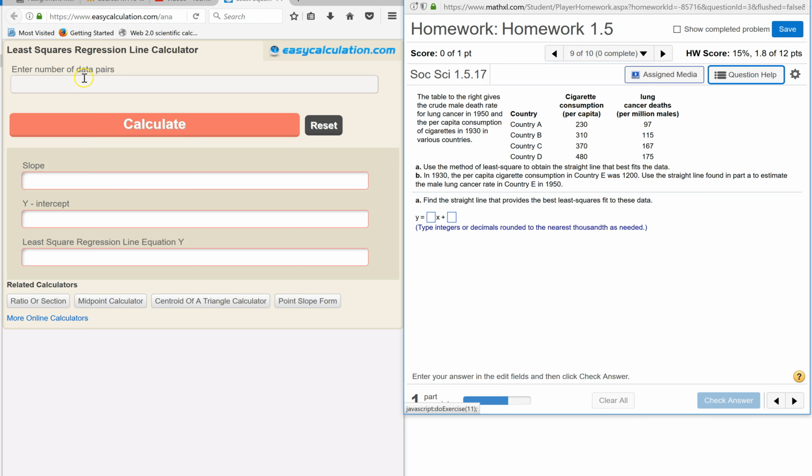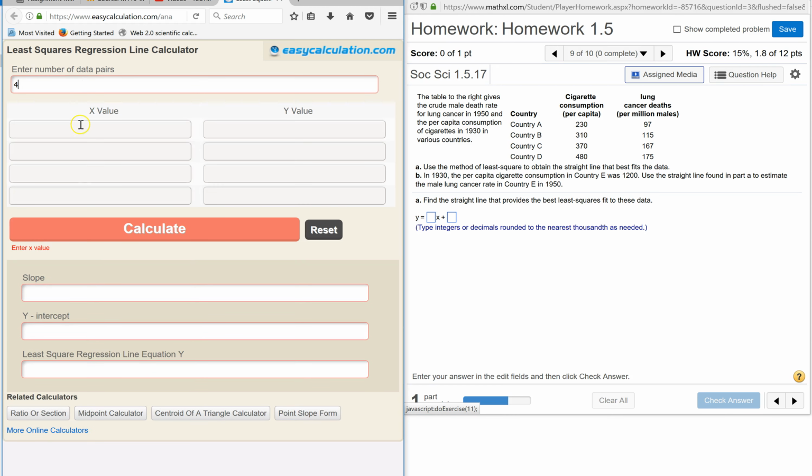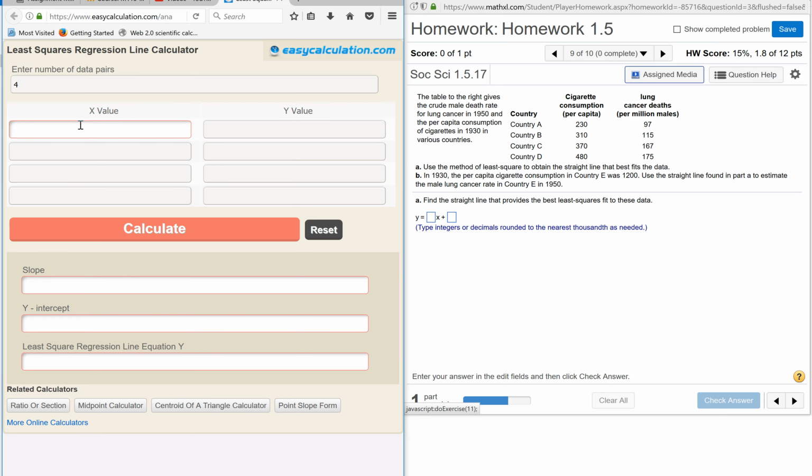So let's say I enter this information over on the website. I have 4 sets of ordered pairs. I have values I need to type in. Make sure you have your X values and Y values separated correctly. Hit calculate, and there's the slope.